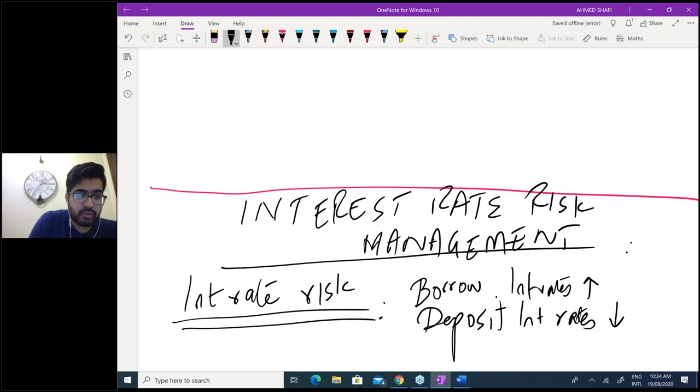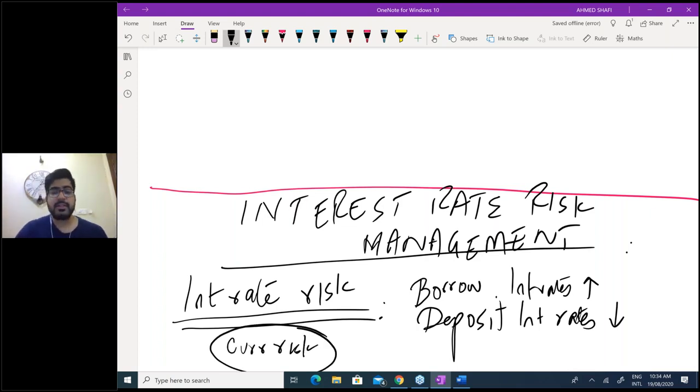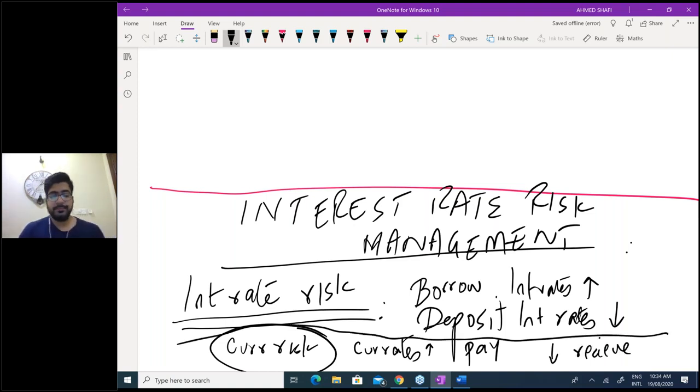Remember in the last session I told you about currency risk, that currency risk is the risk that currency rates go up when you have to pay, and currency rates go down when you have to receive. Like the currency rates, interest rates also frequently change. There is no guarantee that if the interest rate is 5% today, it is going to be 5% forever. Interest rates also do tend to change.